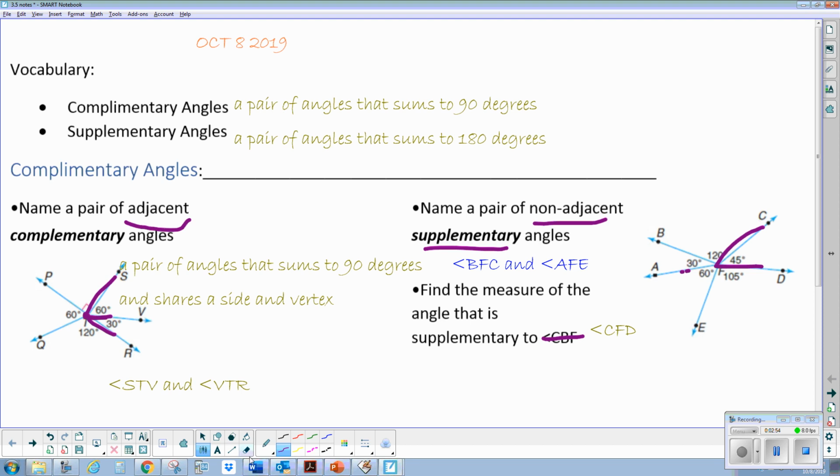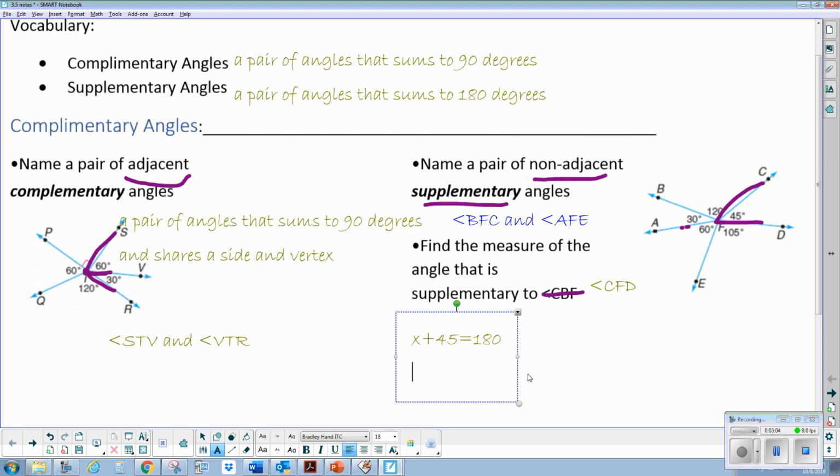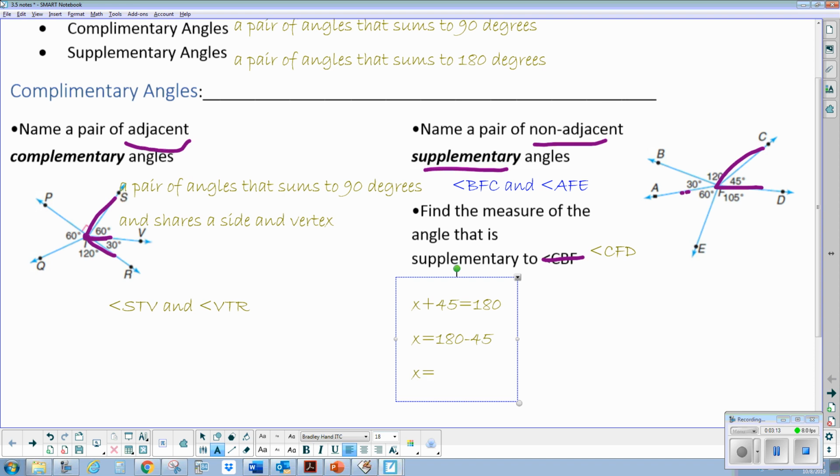In order to be supplementary, I need some angle plus 45 to equal 180. So my unknown angle x, which is supplementary to that 45-degree angle, is 180 minus 45, so x is equal to 135 degrees. I don't have an angle on here that's 135 degrees, but an angle supplementary to it has to be 135 degrees, because otherwise the two wouldn't add up to 180. Supplementary just means the angles add up to 180 degrees.